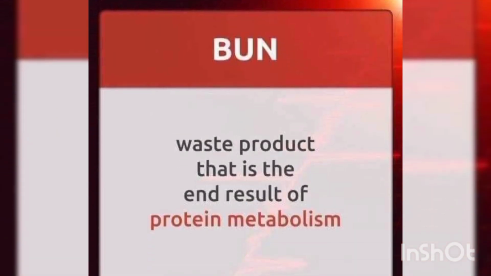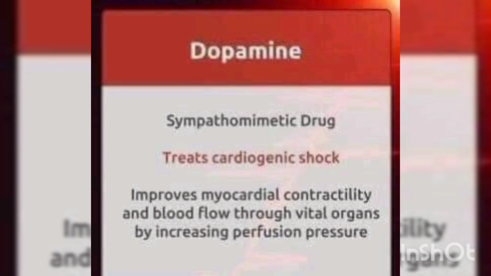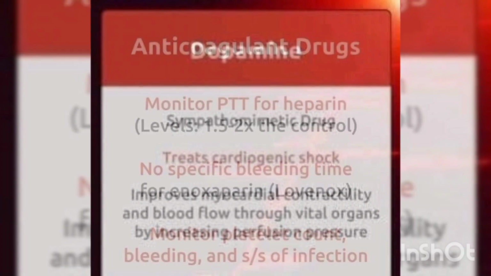What is BUN? BUN is a waste product, the end result of protein metabolism. What is dopamine? Dopamine is a sympathomimetic drug which treats cardiogenic shock, and it improves myocardial contractility and blood flow through vital organs by increasing perfusion pressure.